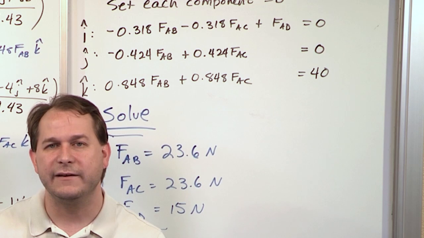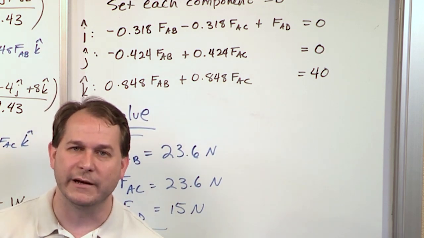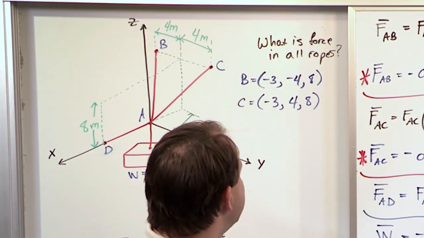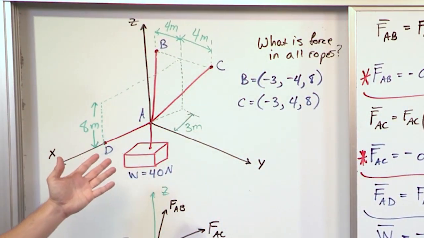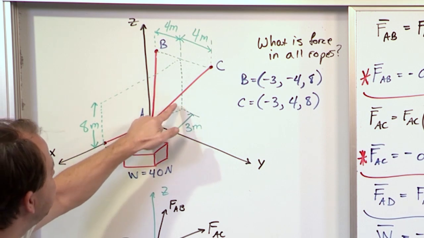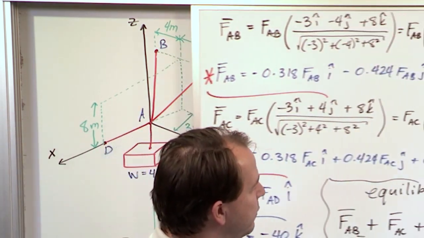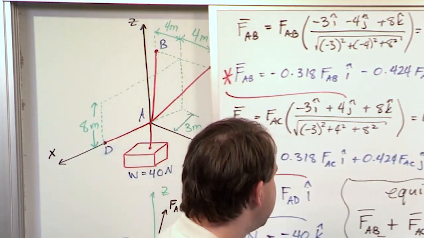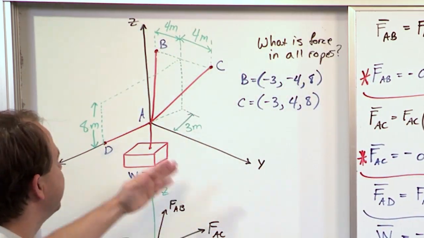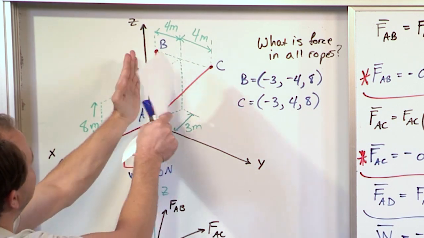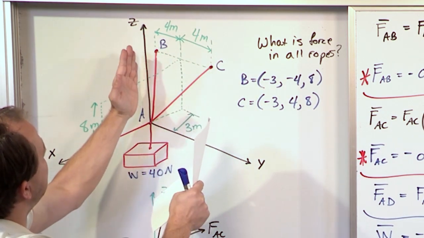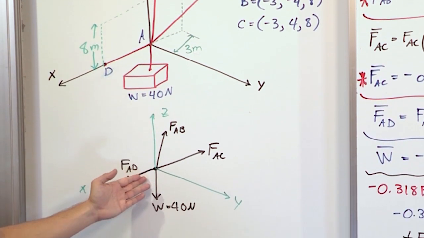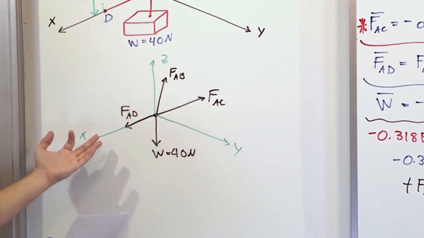The most important thing in these problems is making sure you understand what you're doing and making sure you understand the concepts. And the concept in this problem is that we have a three-dimensional situation. Notice the tension we got in each of these ropes for an answer is the same. We got 23.6 newtons for both of those, and that comes from the symmetry of the problem because they're both the same length, they're just spread, and one's pointing behind the plane and one's pointing in front of the plane.